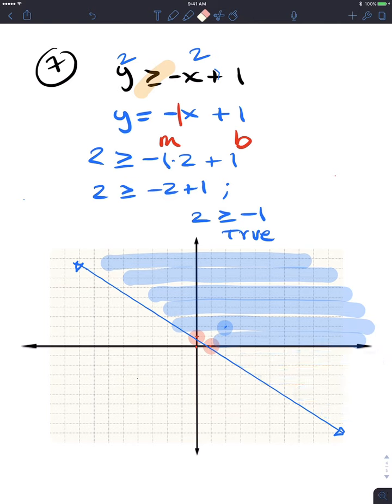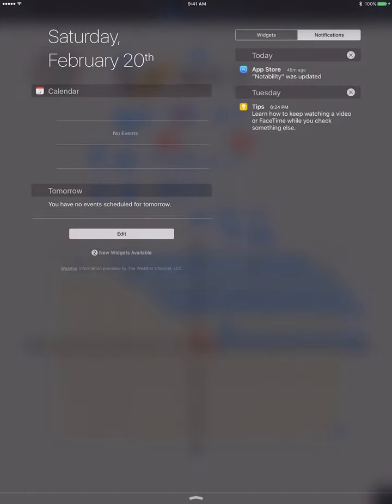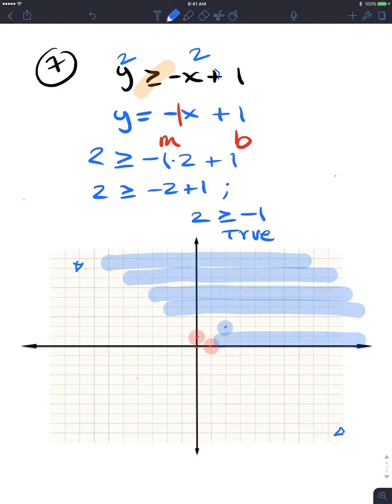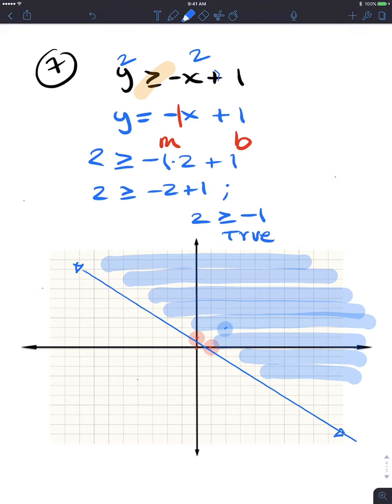Let's be a little neater. Make sure it's in the region. We are done.